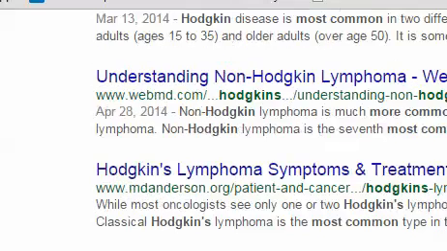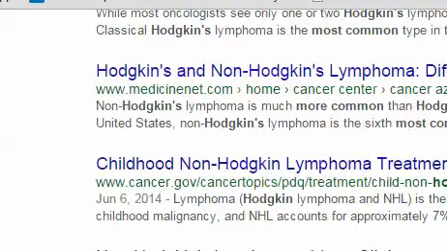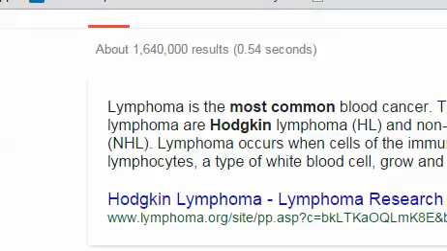Oh, here we go. Non-Hodgkin's lymphoma is much more common than Hodgkin's disease in the United States, and non-Hodgkin's lymphoma is the sixth most common cancer. And right at the top it says lymphoma is the most common blood cancer. Two main forms of lymphoma are Hodgkin's lymphoma and non-Hodgkin's lymphoma.